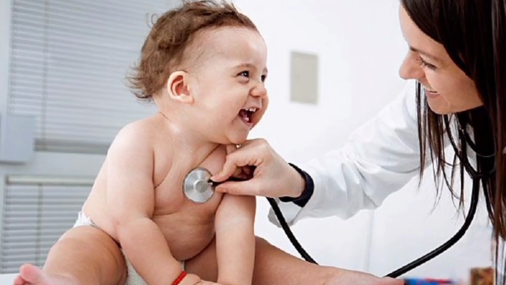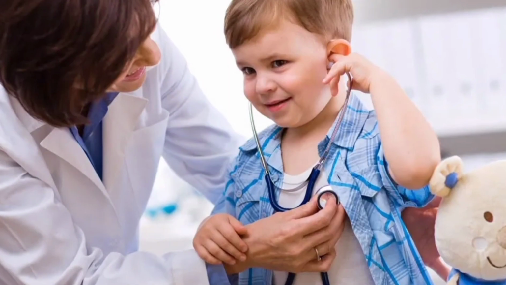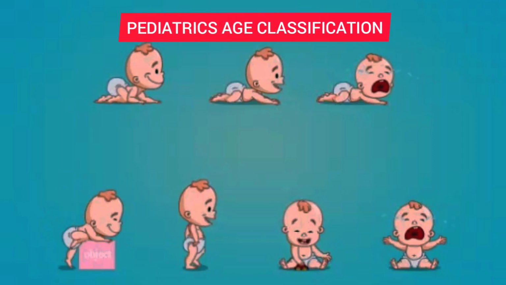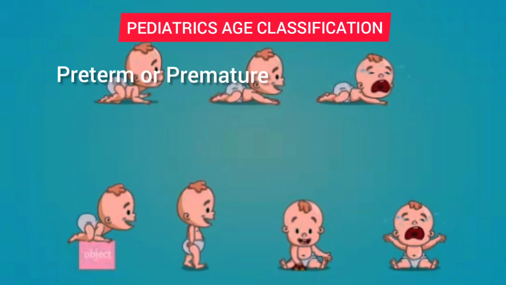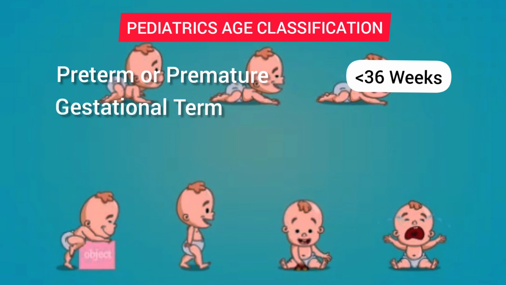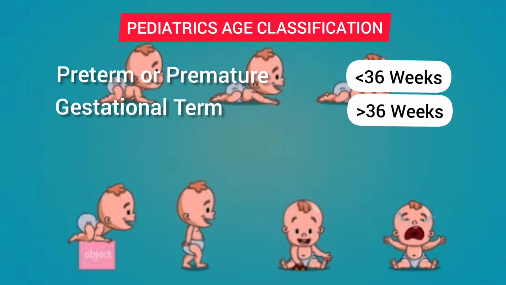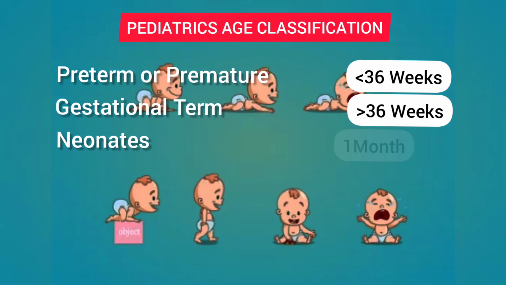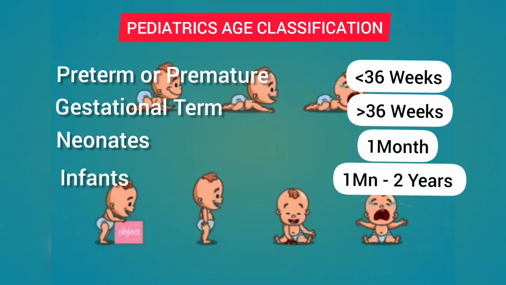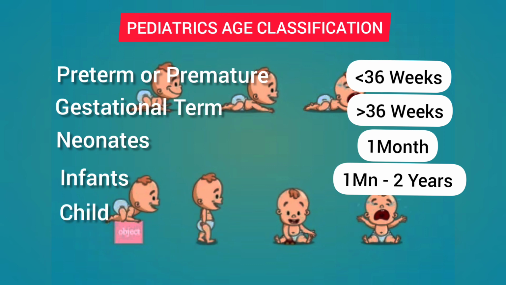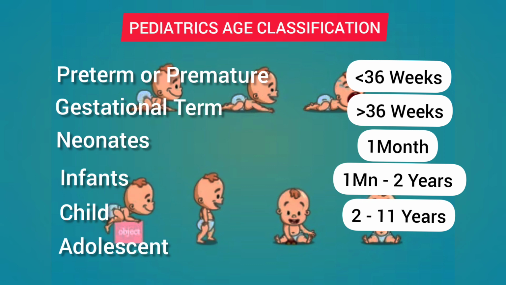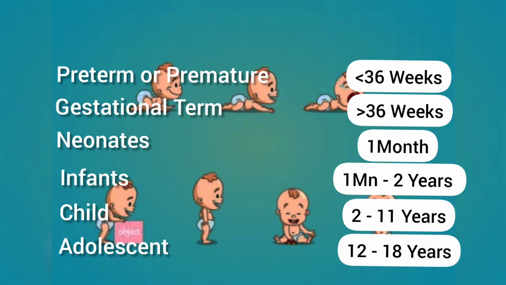And according to the FDA, the term pediatrics refers to different subpopulations, namely preterm or premature, indicating less than a 36-week fetus; gestational term, indicating greater than a 36-week fetus; neonates, indicating 1 month babies; infant, indicating 1 month to 2 years babies; child, indicating 2 to 11 years; and adolescent, indicating 12 to 18 years.